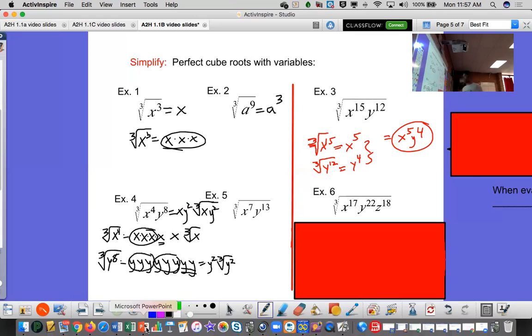Example 5, I believe we can do a little bit quicker, just doing the dividing by 3 thing. If we divide by 3 the exponents, let's just build our answer. So 7 divided by 3 is 2, so we'd have x squared with 1x left over. 13 divided by 3 is 4 with 1 left over also. So there would be our answer for this one.